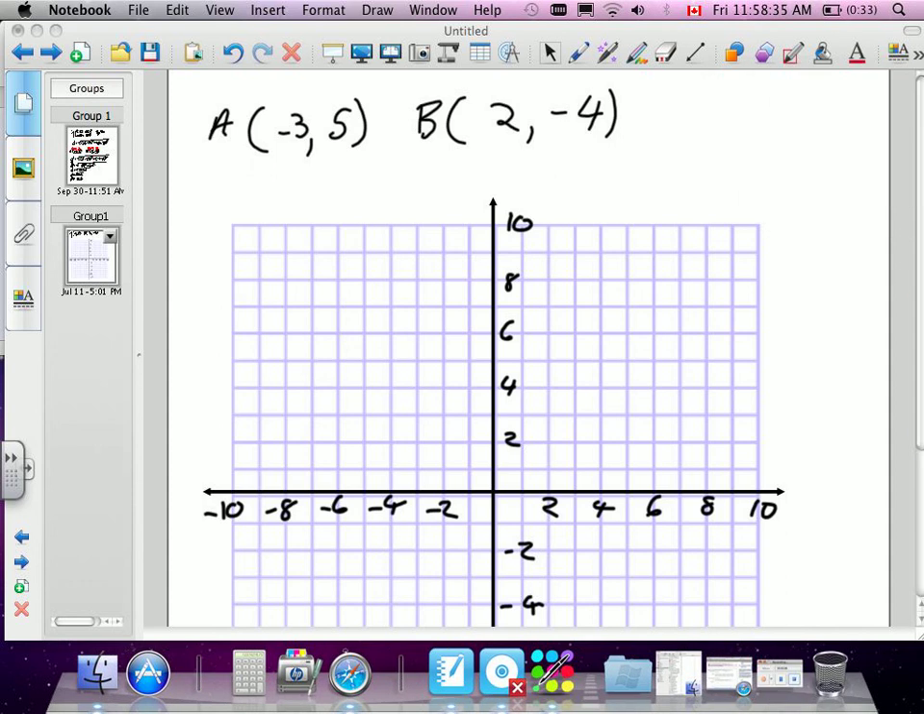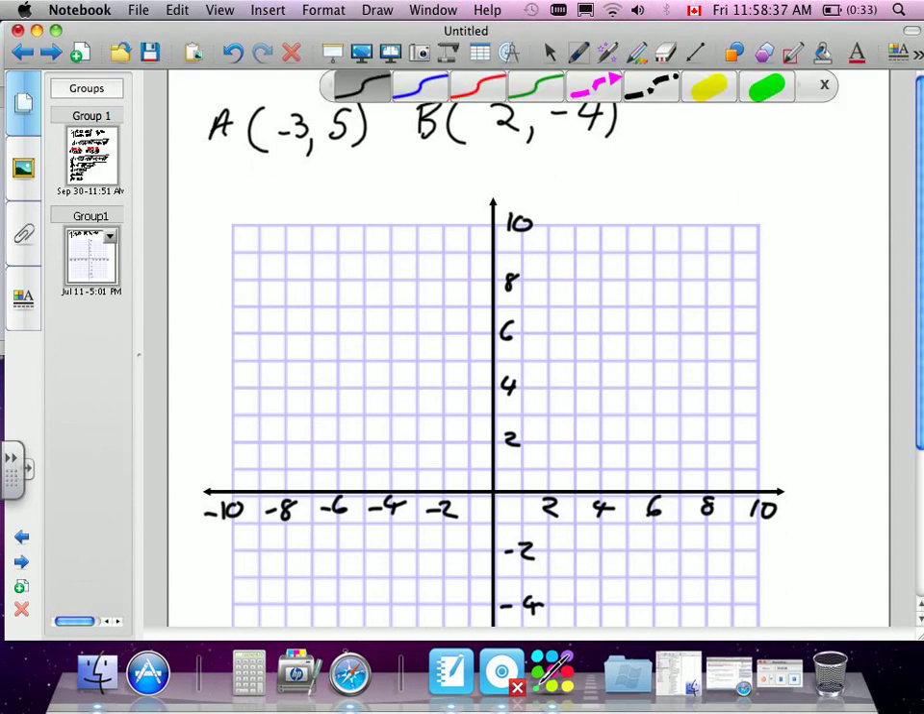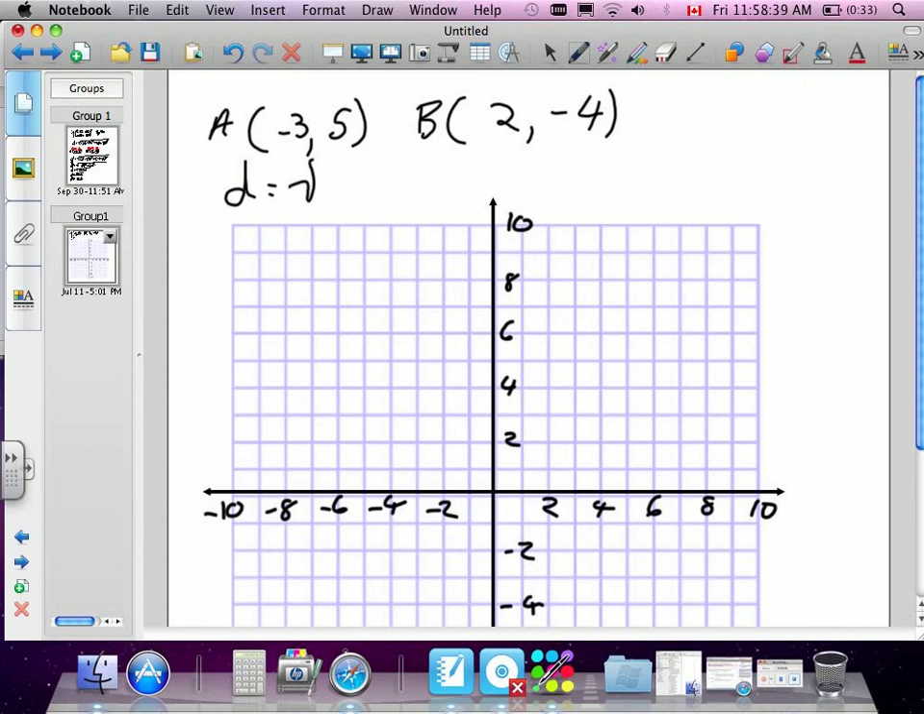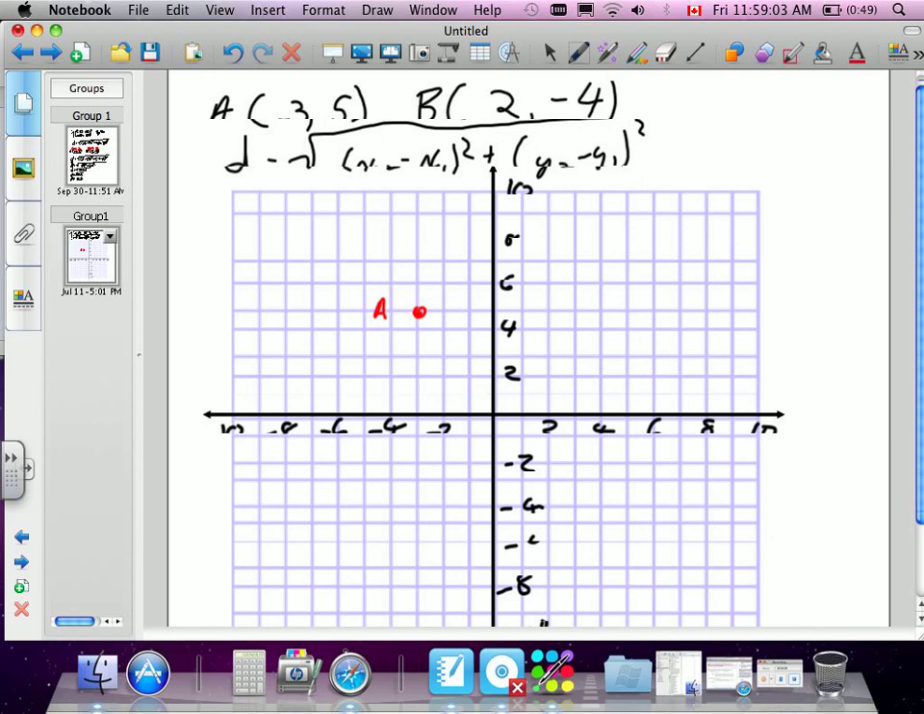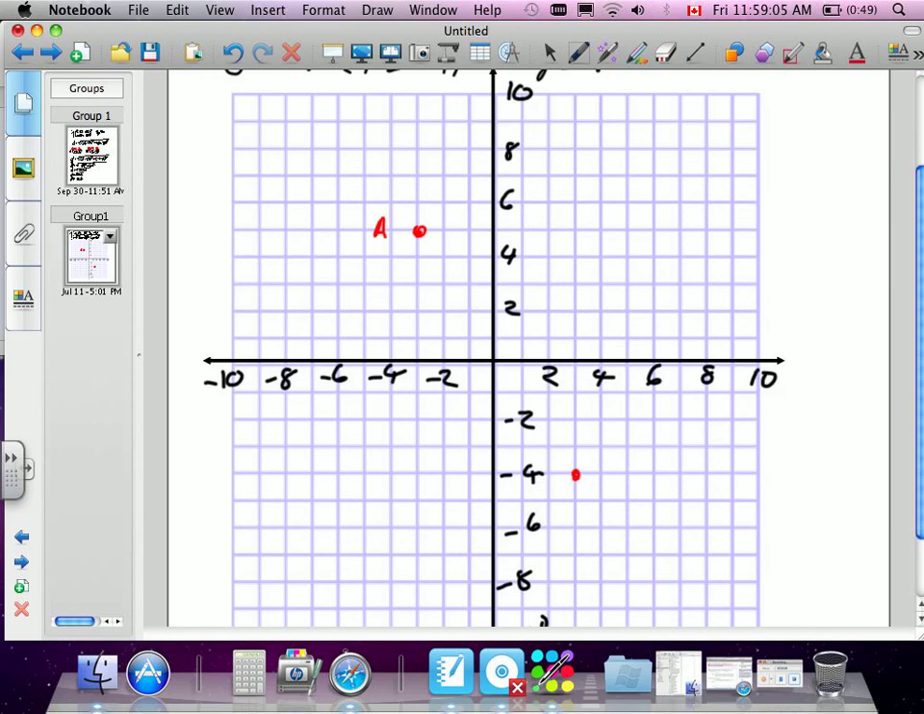Now, we have that formula, D is equal to, we had x2 minus x1 squared plus y2 minus y1 squared, and all square rooted. What I'm going to do is I'm going to plot this because it's easier to show what I'm talking about when these points are plotted. A is -3 and 5. B is +2 and -4. Now we already discovered that the length of this line was 10.6.